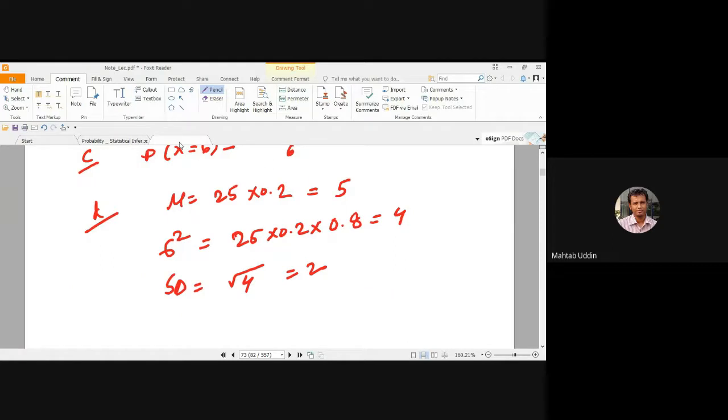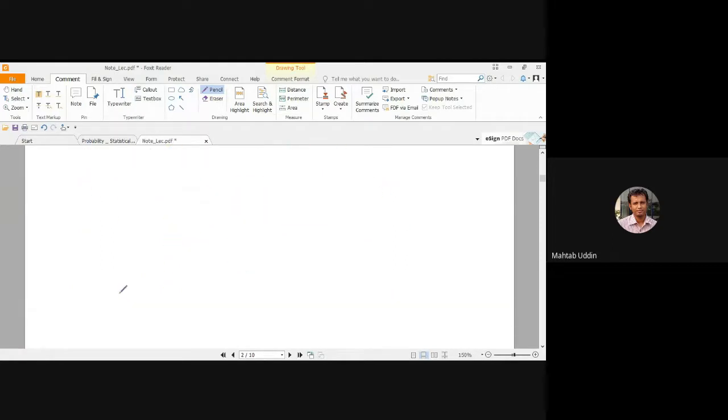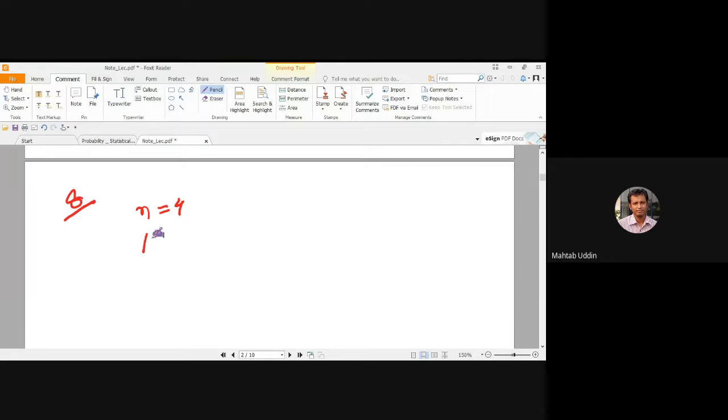So let's go to number 8 here. N is 4 because there are 4 valves. The probability of their opening is 0.99, so not opening is 0.01. We write f(x) as 4Cx, 0.99 to the power x, 0.01 to the power 4 minus x. This is actually binomial with n 4 and p 0.99.